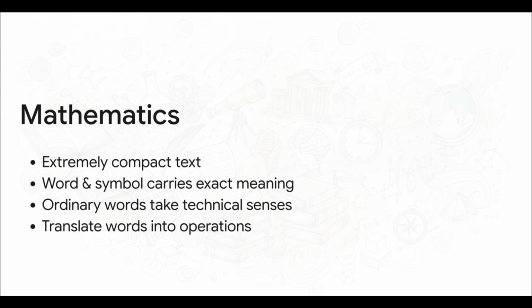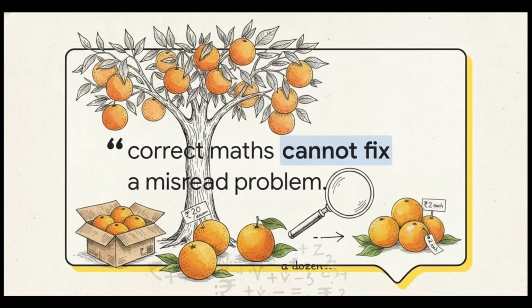But the crucial point here is that math requires readers to intentionally slow down. They have to reread slowly to translate those words into mathematical operations. Which brings us right back to our star third grader from earlier. The golden rule of disciplinary literacy in math is simply this: correct maths cannot fix a misread problem.